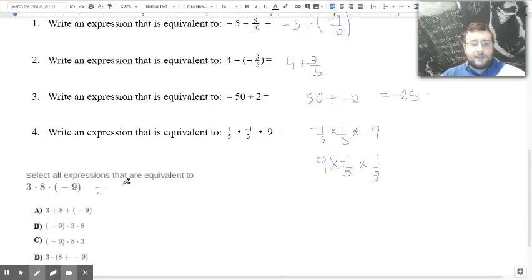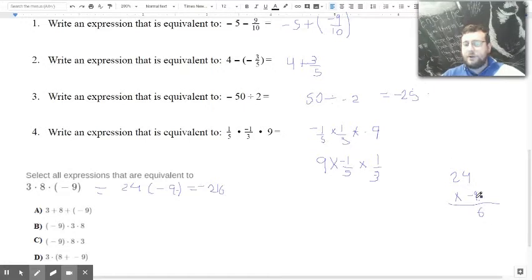3 times 8 is 24, and then times that negative 9, you actually get negative 216, right? And you can do this on the side if you have to, right? So 24, because you're not going to have a calculator. Now, we're really supposed to have a calculator. So 9 times 4 is going to be 36.